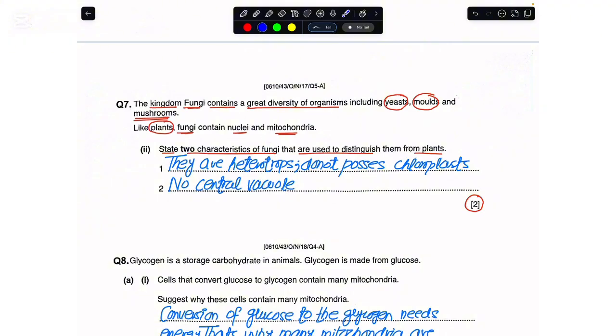So I have told you many points and you are required to write any two. So you could say they are heterotrophs. If you don't want to write that, then I have written an alternative point and you would say that they do not possess the chloroplast. And then you would say that there is no central vacuole in the fungus, and you can also write about the difference in the composition of their cell wall.